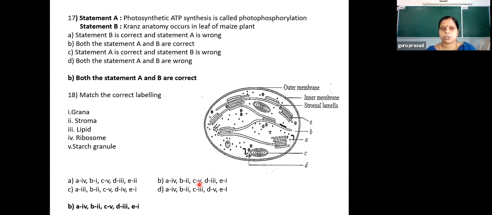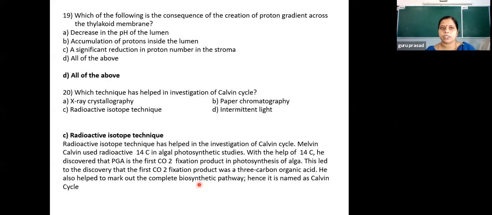Okay, next. Which is the correct option? B for question number 8. Question 9: Which of the following is the correct sequence of creation of proton gradient across the thylakoid membrane? Decrease in the pH of lumen, yeah, that is the correct option. Accumulation of proton inside the lumen, correct option. A significant reduction in proton number in the stroma. So all of the following consequences are necessary for the creation of proton gradient across the thylakoid membrane. So that's why all of the above is correct.